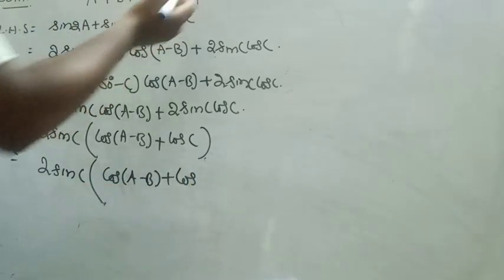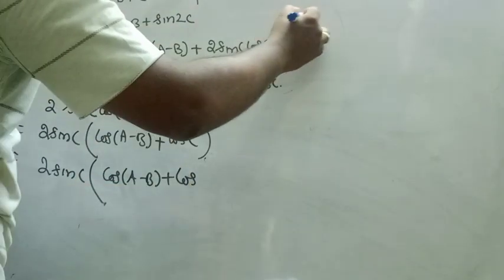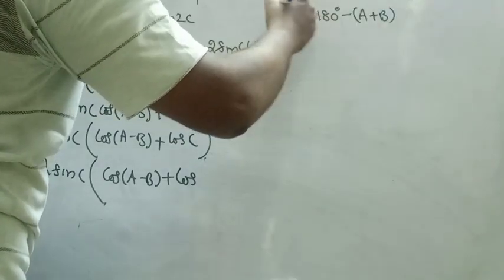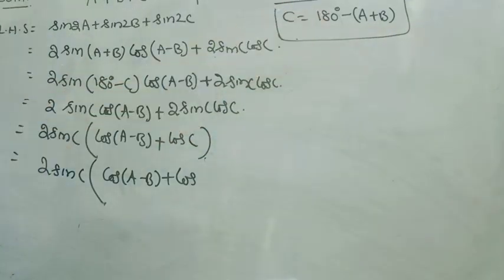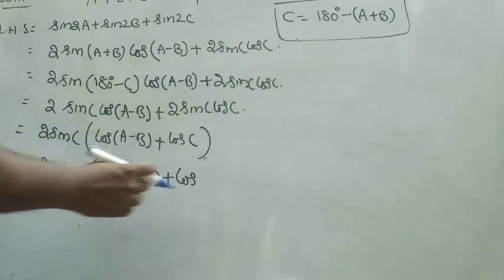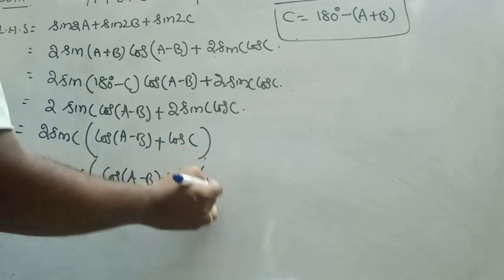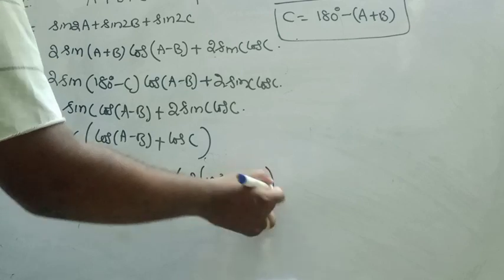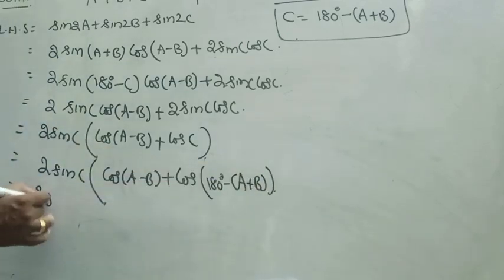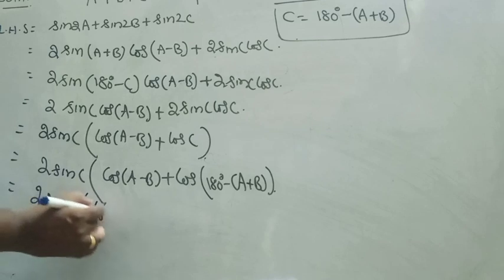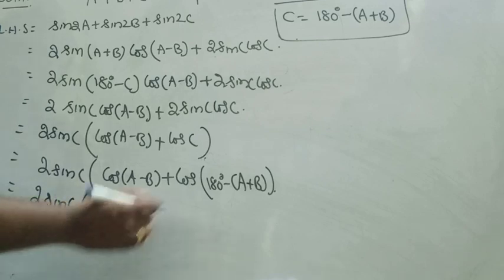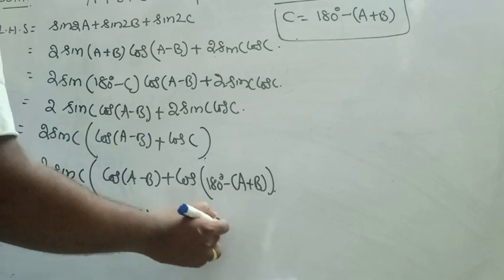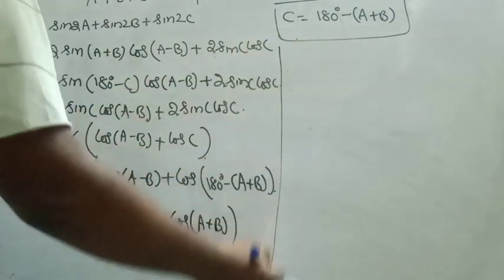Here we know that A plus B plus C equals 180 degrees. From this, C is equal to 180 degrees minus of A plus B. Now this is cos C, and C is nothing but 180 degrees minus of A plus B. So this is 2 sine C into cos A minus B. Cos of 180 minus theta is minus cos theta, so that is now minus cos of A plus B.